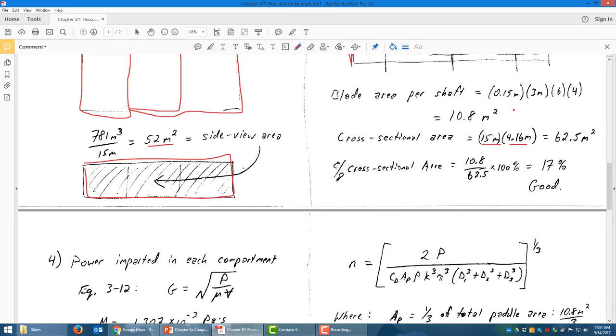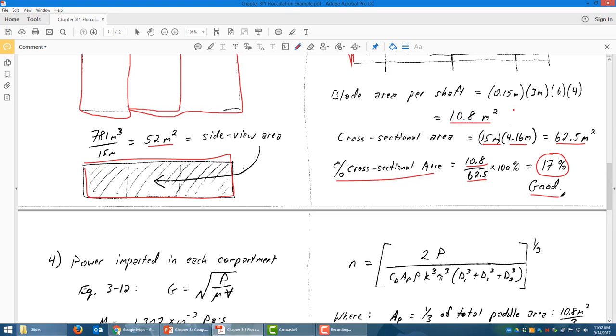And then we want to calculate the percent cross-sectional area of our paddles. We just figured out that our paddles are 10.8 meters squared, like the total blade area per shaft is that. And then we just figured out our cross-sectional area is 62.5 meters squared, so the percent area is 17%.